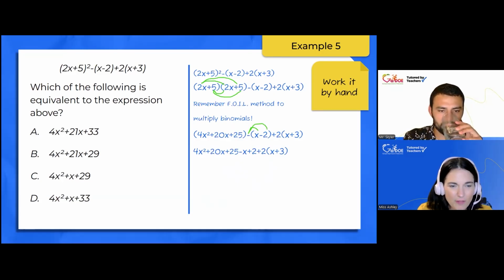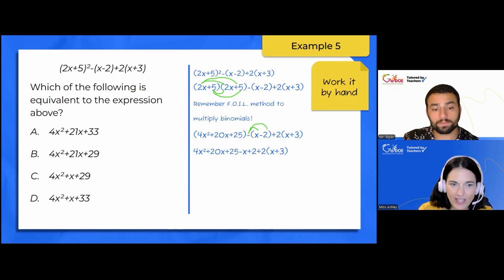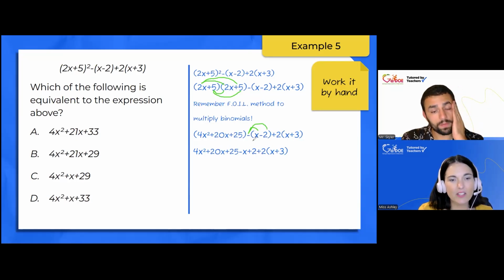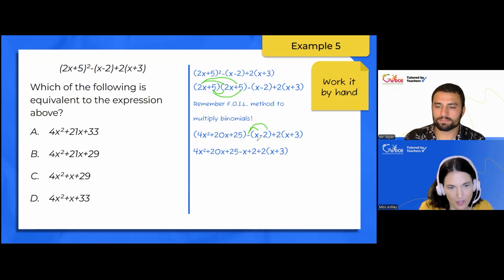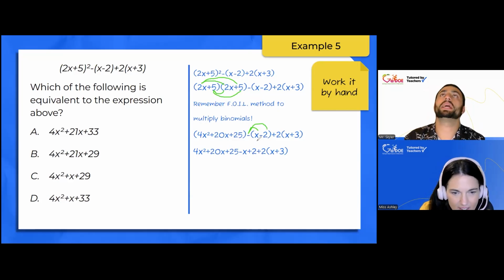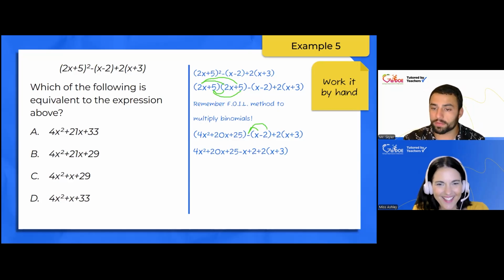I'm not sure if everybody distributed the negative. Make sure you distribute that negative to x and to -2. Always distribute it to both. Now, distributing to that second term is the bane of my existence.